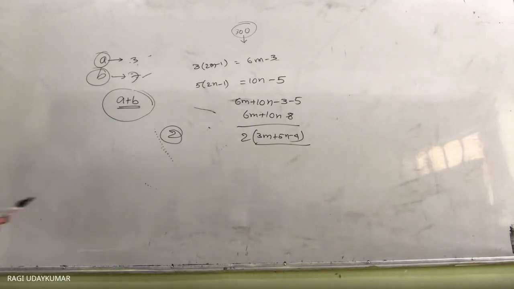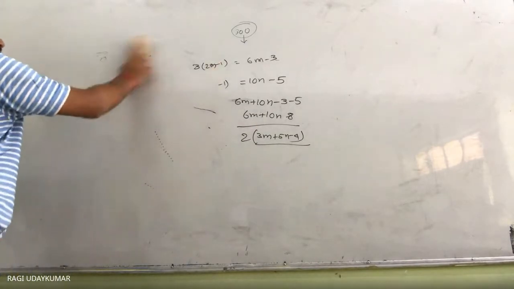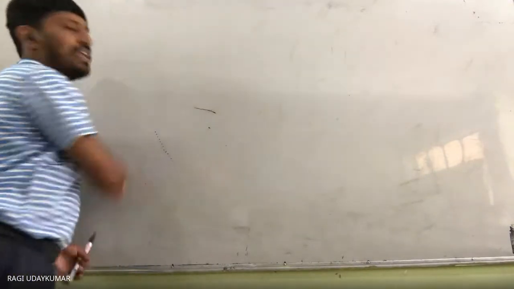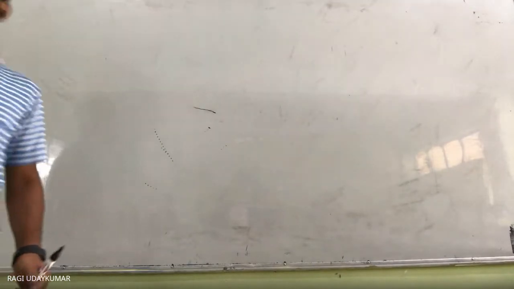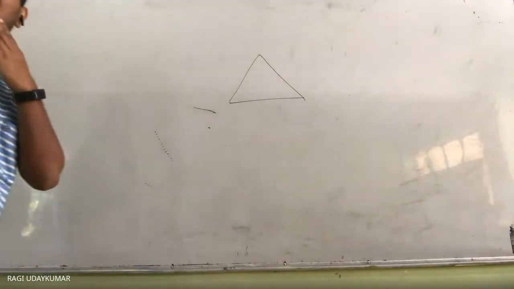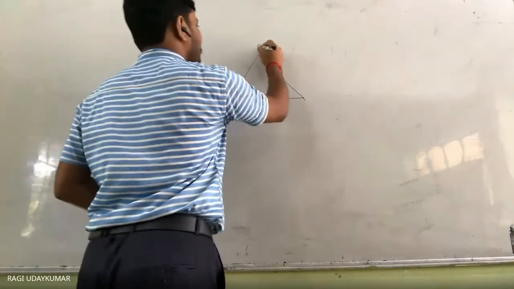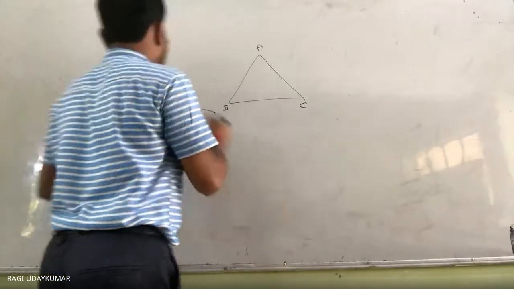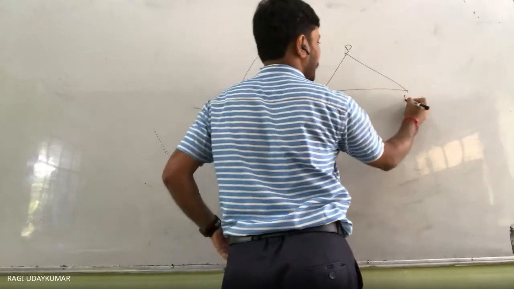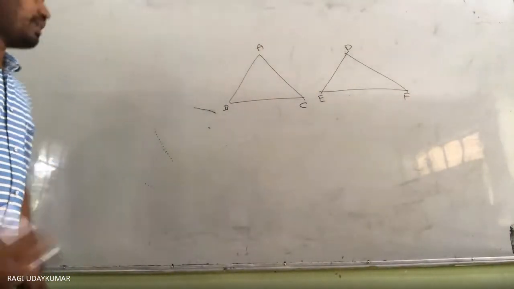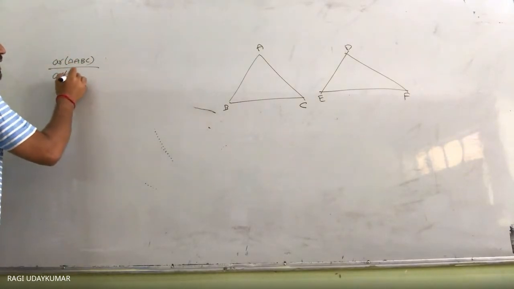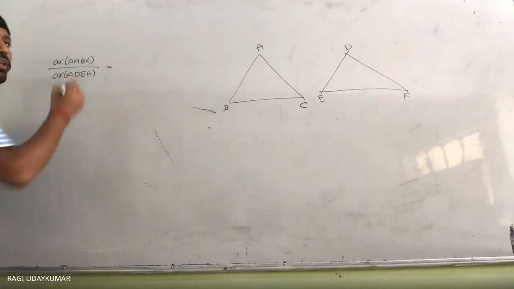समझ में आया ना? So this is the one question she asked me previously, and the other question is that whenever areas related to area circles, suppose if you are taking that one triangle is taken into consideration. Let us take ABC as a triangle, and another triangle is DEF. So area of triangle ABC by area of triangle DEF is equals to what? Actually, you know.